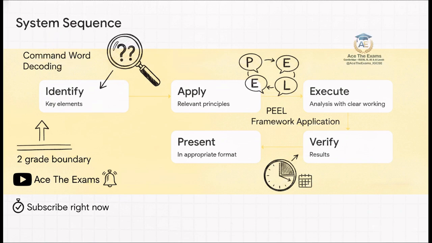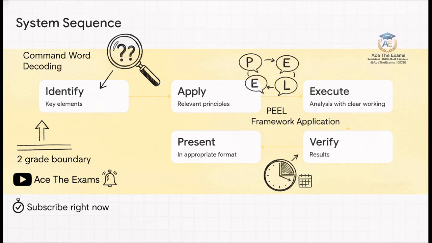You must identify the key elements of the question and pair them with exactly what the command word is demanding. If the question says describe, it just means say what happens visibly. If it says explain, you have to say exactly why it happens, using underlying physics principles like density and kinetic energy. Second rule, Peel framework application. When you execute your analysis with clear, methodical working, your point, evidence, explanation, and link ensure your answer is incredibly robust and impossible to mark down.